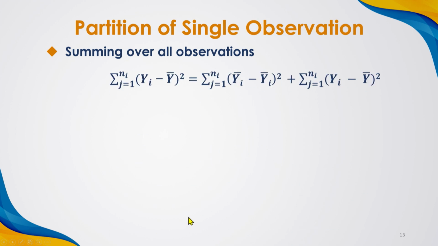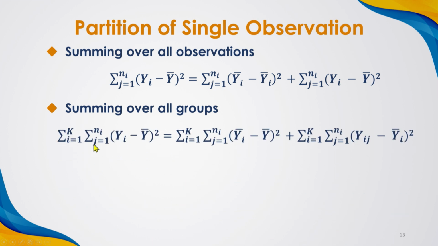Now, we are going to apply the sum over all the observations, that is j ranging from 1 to ni. Throughout the equation we are going to sum, j ranging from 1 to ni, and then we are going to sum again over all the groups. Previously we summed over all the observations, now we are going to sum through all the groups. So, now we have two summations, one for the observations and the other for the groups.